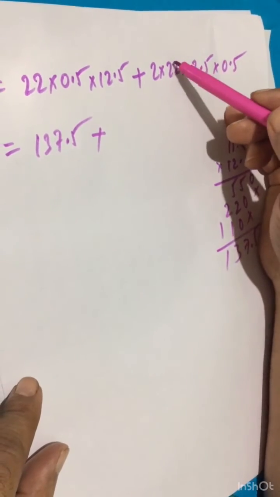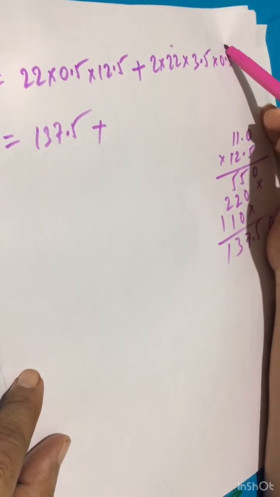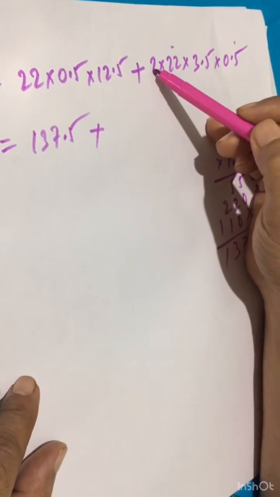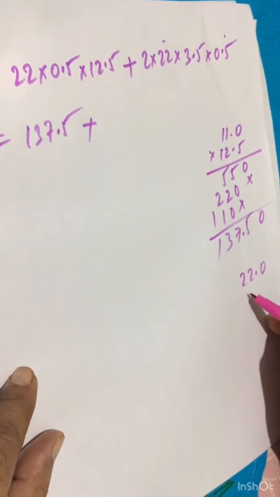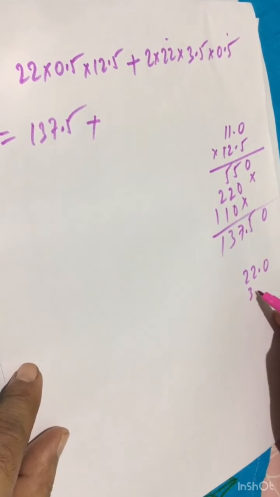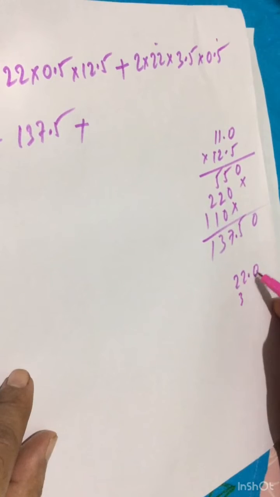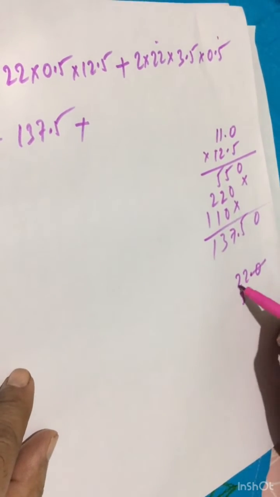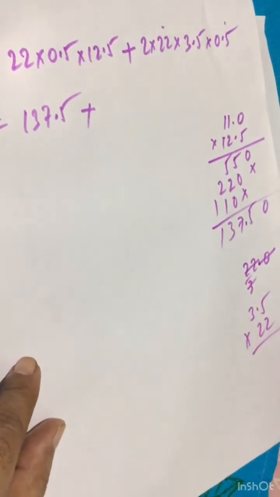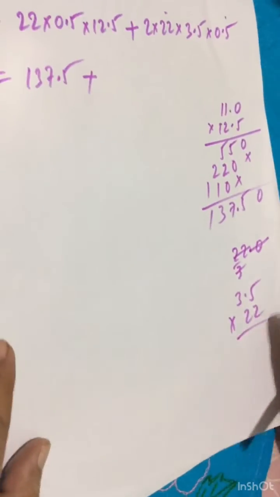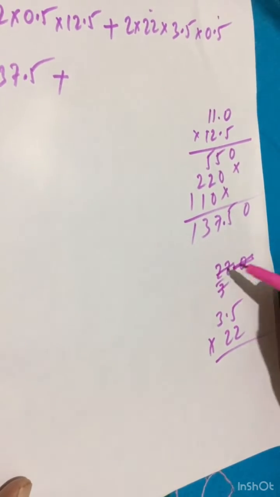this simple way, let's say 22 into 0.5, again 11.0, and this 11.0 into 2 is 22.0 into 3.5. Or you can do it this way: after the decimal, 0 has no value, no meaning here, so just write 22, so 3.5 into 22, this way also you can do. After the decimal, if there is 0, then no need to write that, you can just write the number.